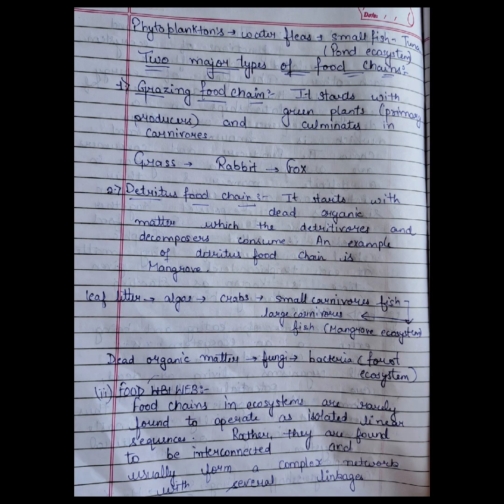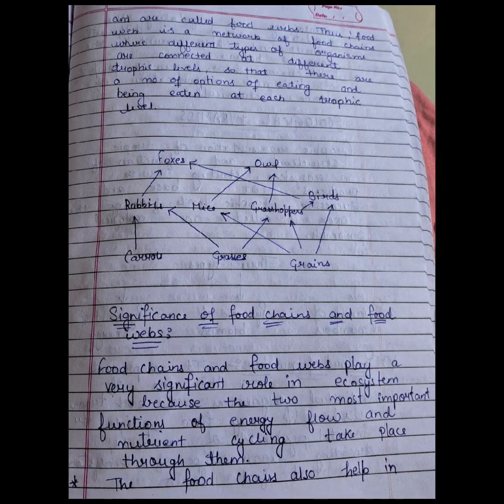There are two major types of food chains. First is the grazing food chain. It starts with green plants. The second is the detritus food chain. It starts with dead organic matter, which the detritivores and decomposers consume. So here is an example of the detritus food chain.